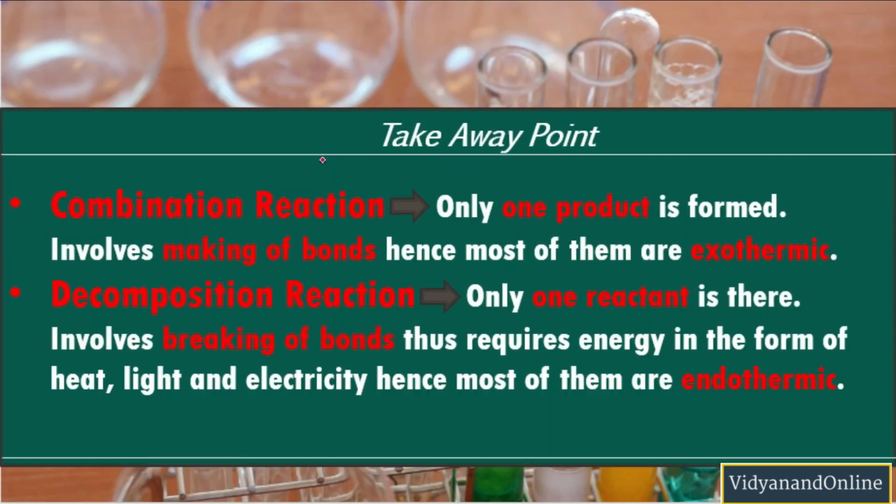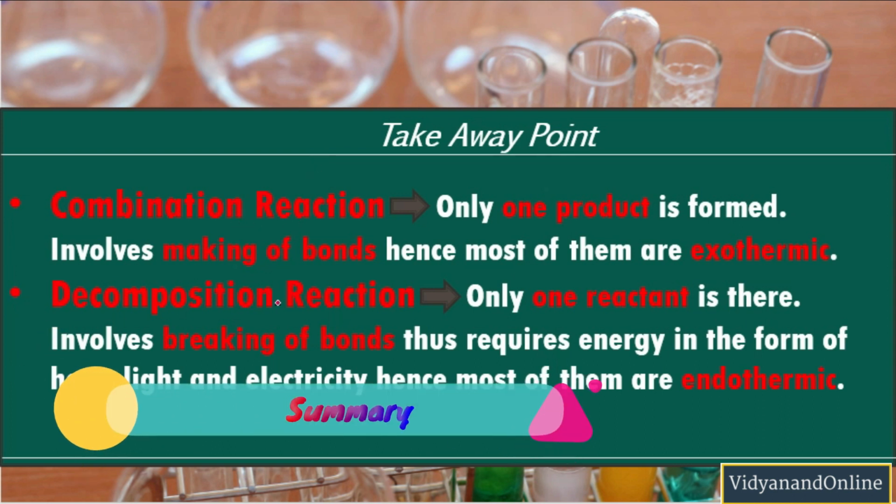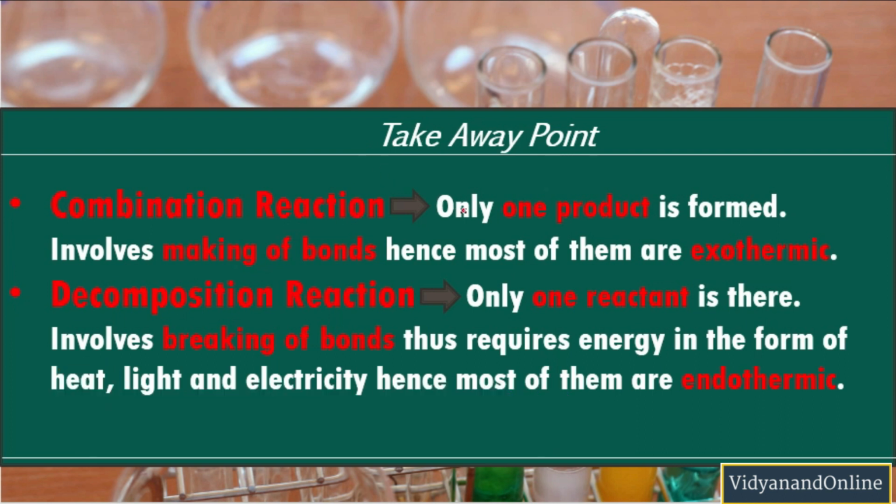Okay, so congratulations, you have completed the topic combination reaction and decomposition reaction. So this is a takeaway point from this lecture. Okay, so combination reaction, only one product is formed. It involves making of bonds, and that is why these reactions are mostly exothermic reaction. Now talking about decomposition reaction, then only one reactant is there and it involves breaking of bonds, and that is why the energy is required in the form of heat, light and electricity. That is why most of them are endothermic.